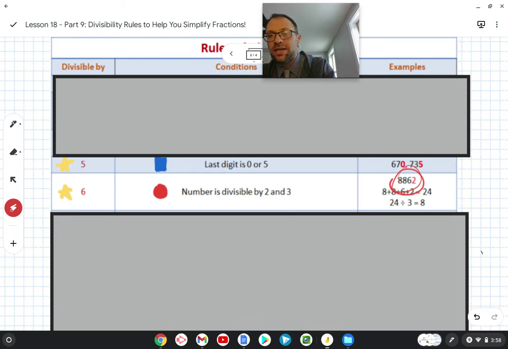So here's an example, 8,862. All right. Well, we can look at the last digit. It's a 2. So we've tested for divisibility of 2. Sure is. 2 is an even number. Now let's move on to the divisibility test for 3. Add up the digits. 8 plus 8 plus 6 plus 2 is 24. Is 24 a number divisible by 3? Sure is. 24 divided by 3 is 8. 8 times 3 is 24. So that means since 8,862 is divisible by both 2 and 3, it's also divisible by 6. Ta-da!